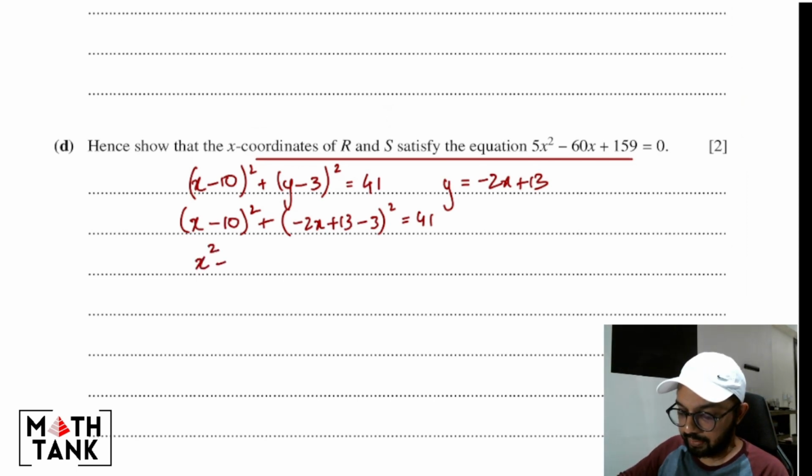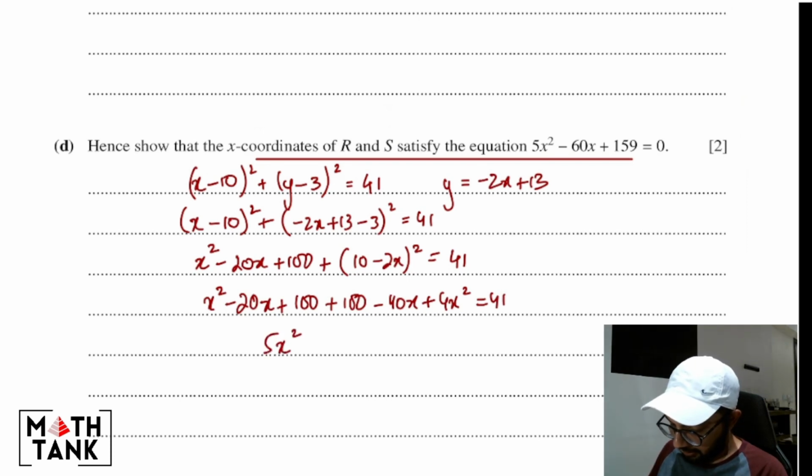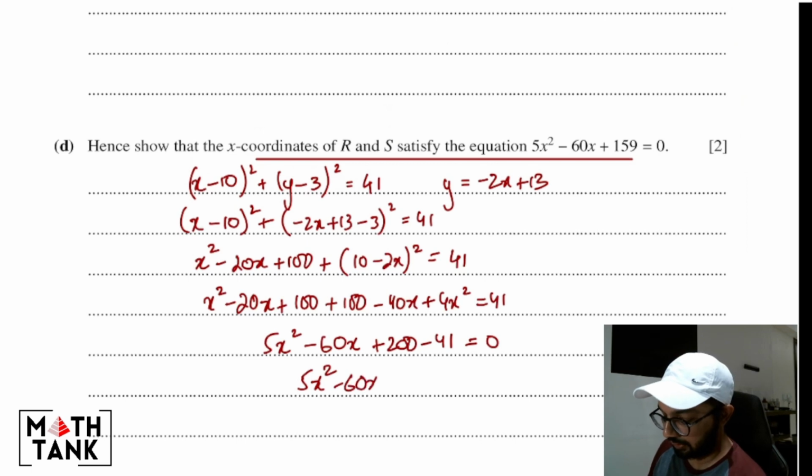So this gives me x squared minus 20x plus 100. Just solving inside this bracket first, (10 minus 2x) whole squared, just to make sure that I don't make a silly mistake there. x squared minus 20x plus 100, plus 100 minus 40x plus 4x squared equals 41. That gives me 5x squared. That is what I wanted. I also wanted 60x, and that's 200 minus 41, and that's 159 as well. So I have all three terms correct.